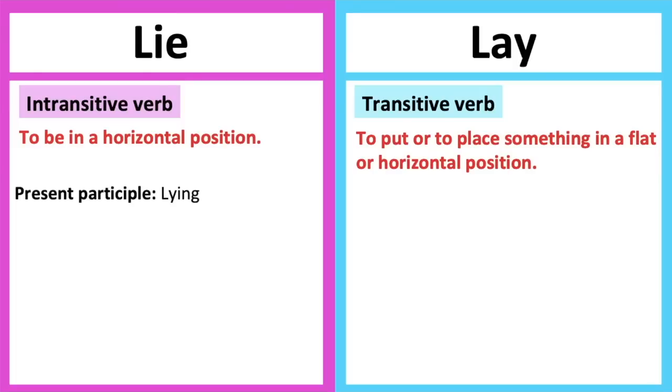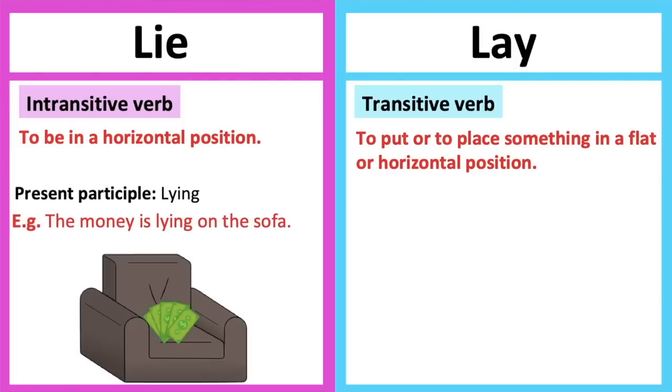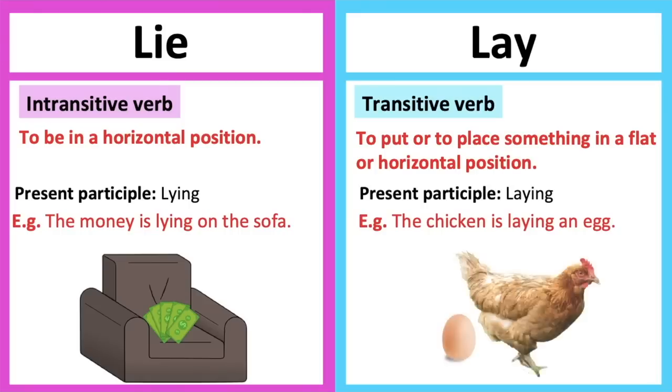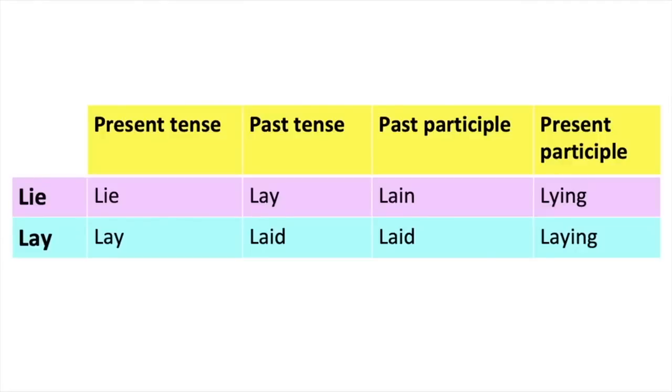Lie becomes lying. For example, the money is lying on the sofa. Lay becomes laying. For example, the chicken is laying an egg. Here we have a direct object, the egg. Therefore, laying is used. Here is a summary of the different forms of the two verbs.